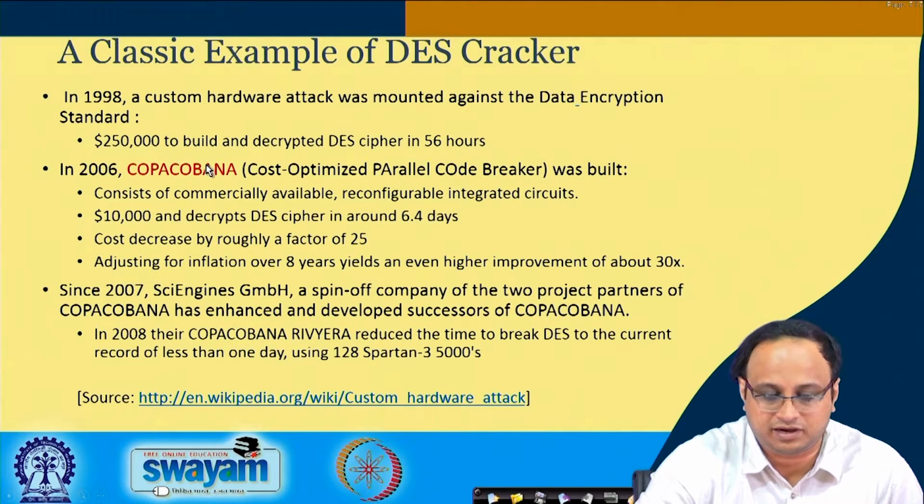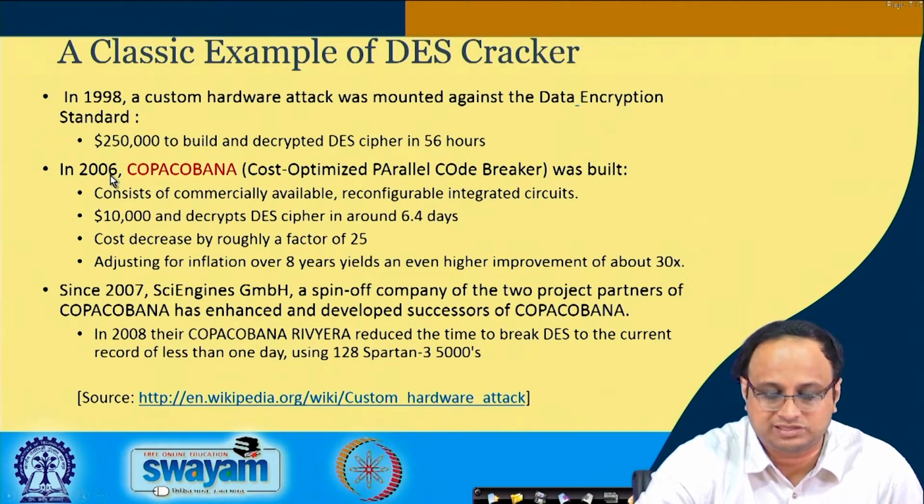Before that, here is a classic example of a DES cracker. This design is called Copacabana. Many of you probably know about DES, or the Data Encryption Standard. In 1998, custom hardware was developed to attack it, and you can see the cost. It was something like $250,000 to build, and it decrypted a DES cipher in 56 hours.